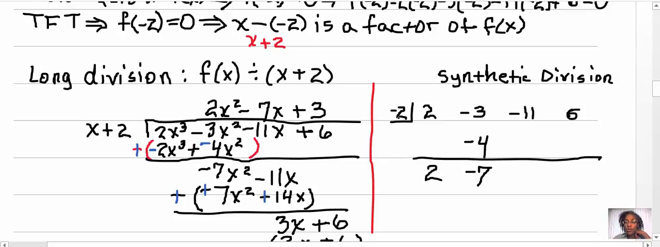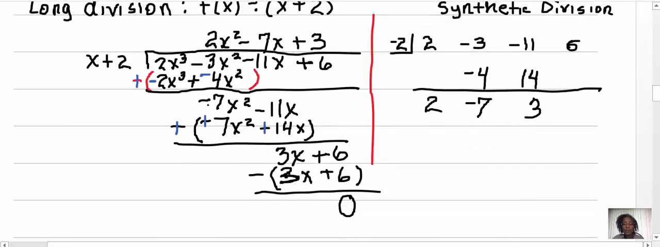My c, which is negative 2, is now multiplied by this negative 7. That product is 14, and that's written directly underneath the next coefficient from f of x, which was negative 11, and directly above the horizontal line. These are added, and the result is 3. So notice where the negative 11 and the positive 14 showed up in the long division. Notice where the 3 showed up in the long division.